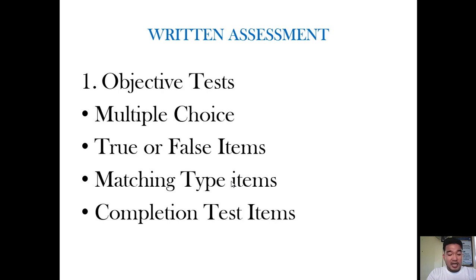A multiple choice item consists of 2 parts. The question, which is called the STEM, and the options, which are A, B, C, and D, which are called alternatives. So meron pa palang dalawang parts ang multiple choice. We have the STEM and we have the alternatives. So yung STEM, that is the question itself, and then the alternatives are the choices.